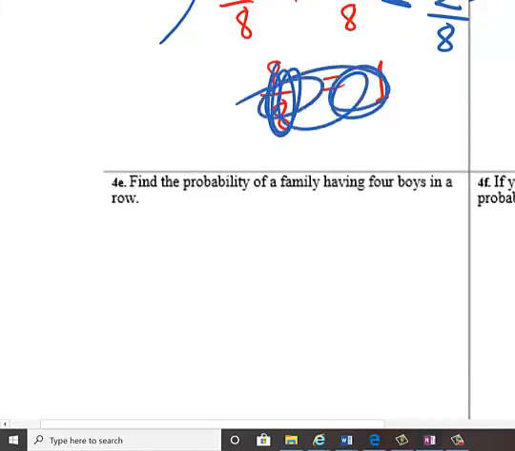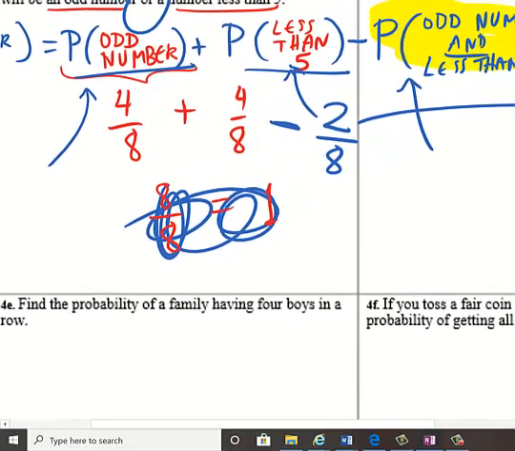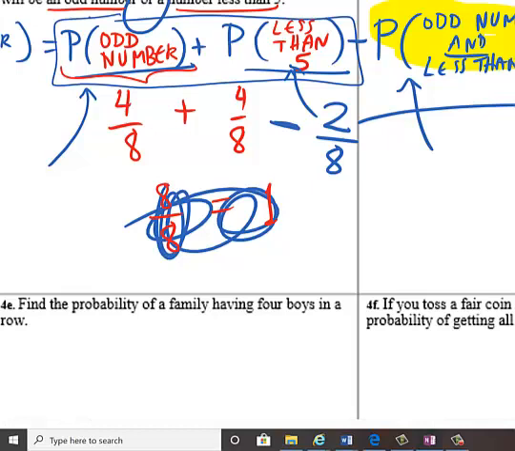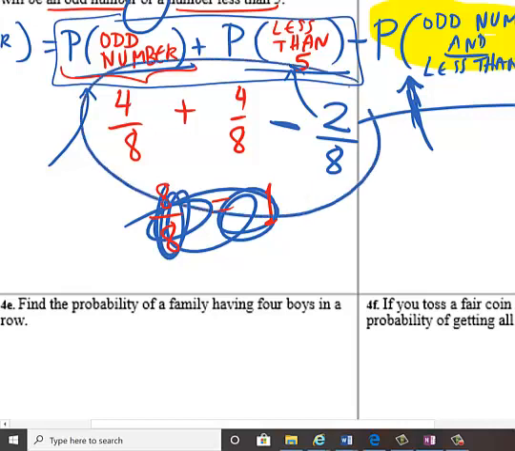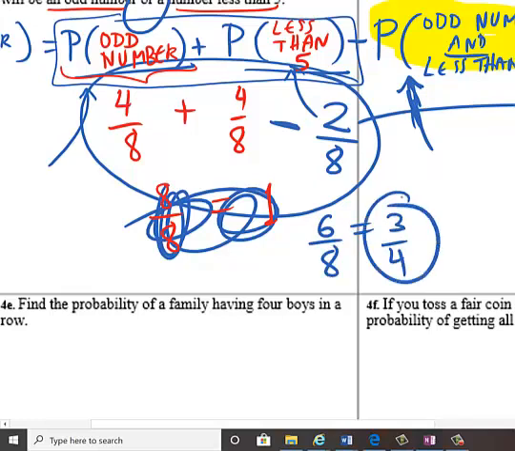Hopefully that makes a little bit of sense, that we had to do that. Because if it was just the pure addition, the probability of an odd number plus the probability of a number less than 5, that'd be way too many things, and I've overcounted because I've counted the same things twice. So I'm balancing it out by subtracting anything I've overcounted. So we're really adding 4 and 4 and then subtracting 2. 4 plus 4 is 8, minus 2 is 6. So 6 out of 8, or 3 out of 4 chance, would be my answer there.